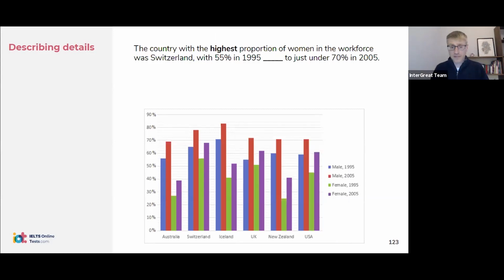So here again, we want to use the extra verb, rising, okay? Rising to just under 70% in 2005. We've talked about the highest. We're now going to talk about Australia and New Zealand, which are the lowest. So we want to say it's the opposite. So we can say this contrasts sharply with Australia and New Zealand.